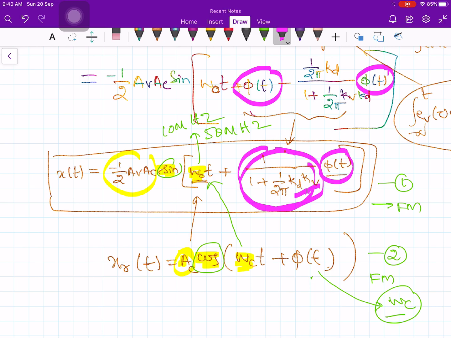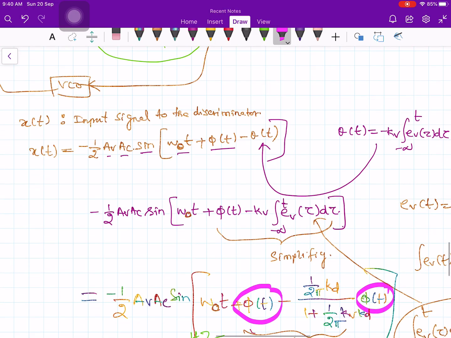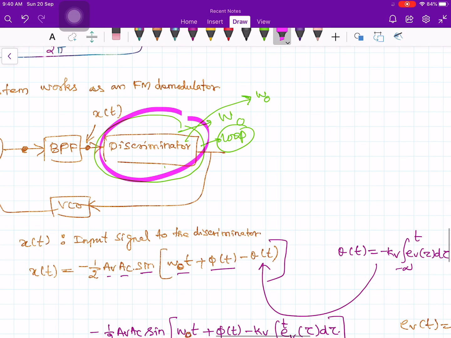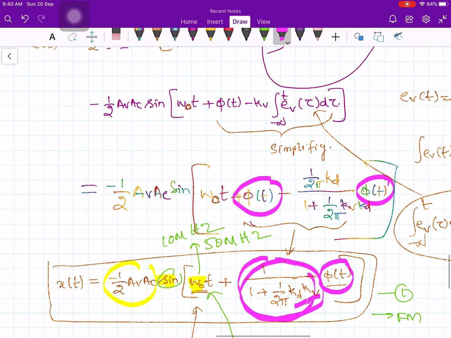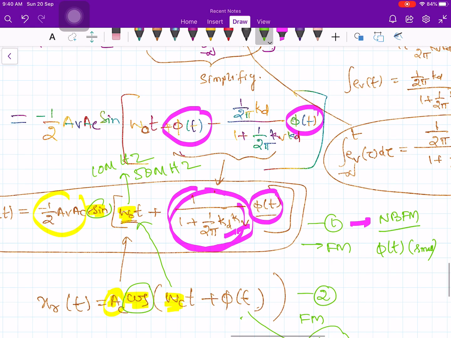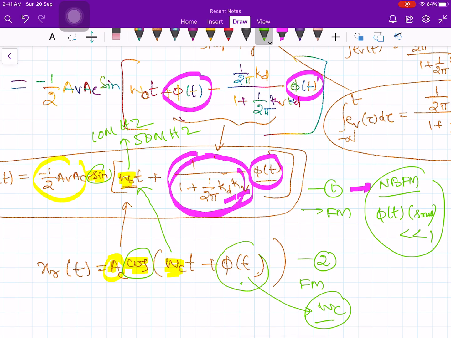What does that mean? That means the discriminator that we are designing within the loop has to work with a narrow band FM. Essentially this equation 1 is nothing but a narrow band FM signal. Why is it called narrow band FM? Because your phi of t is multiplied by a very small number, therefore your frequency deviation is much less than 1. As I said, if the frequency deviation is much less than 1, it is called a narrow band FM signal. But here your original FM signal is wide band FM.